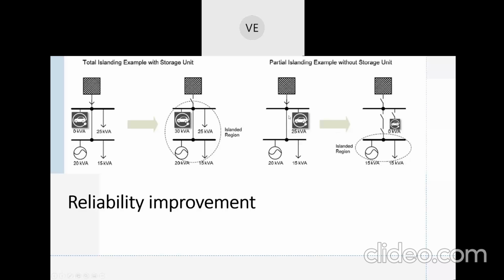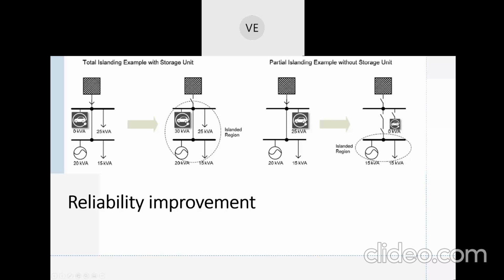Now, here in the second case, what happens is, this is 25 kVA. Now 20 kVA is produced from this point, and 25 kVA is in charging mode. So 25 plus 15 is 40, and this is in charging mode. So the local generation is only 20. So the remaining 20 is coming from the grid.